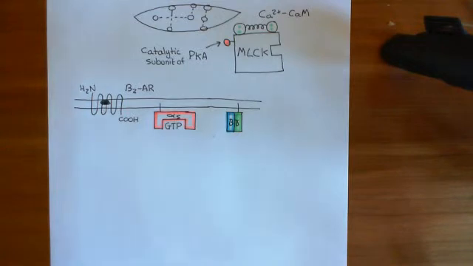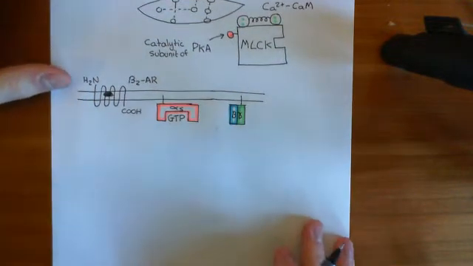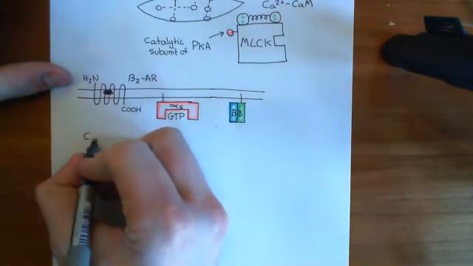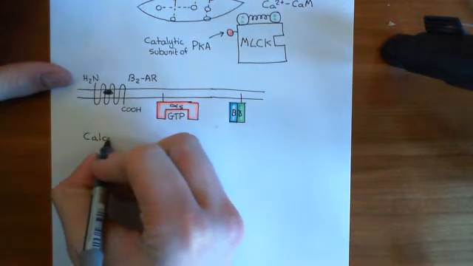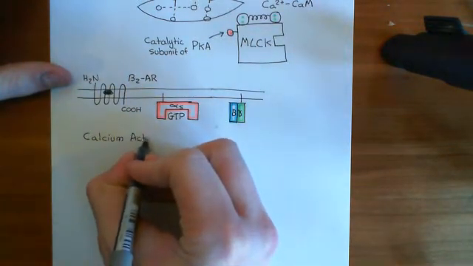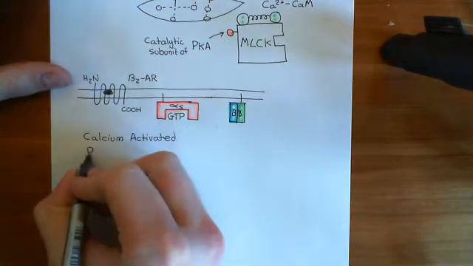So we're now going to talk about this other target for the alpha S GTP subunit other than adenylyl cyclase. Basically, it's something called a big conductance potassium channel. To discuss big conductance potassium channels, we need to discuss a family of potassium channels known as the calcium activated potassium channels.